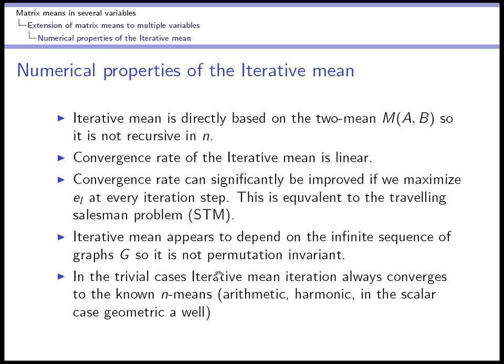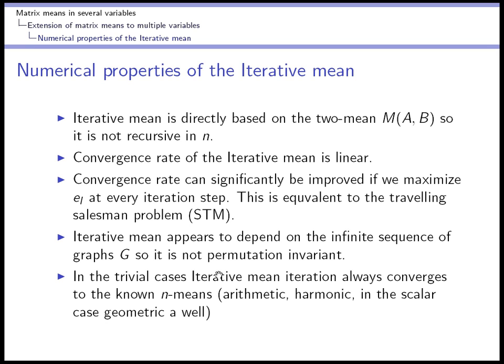The convergence rate of this iterative mean is linear. I've been able to prove this only in the case of metric spaces, as we will cover them later. In the matrix case, when we take means of positive definite matrices, I've only shown that global convergence takes place, but I didn't show that it is actually linear. But very likely it is linear.